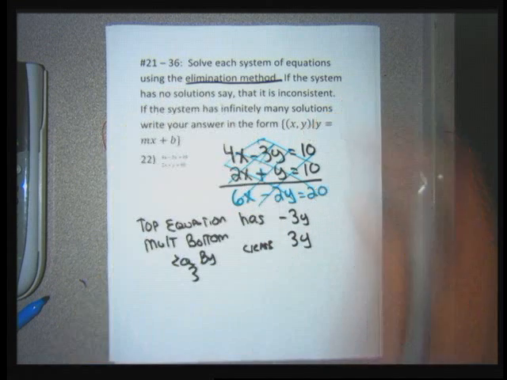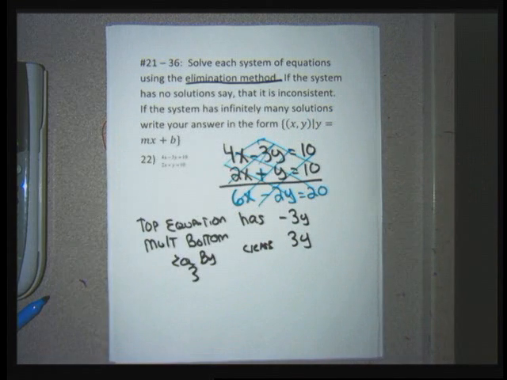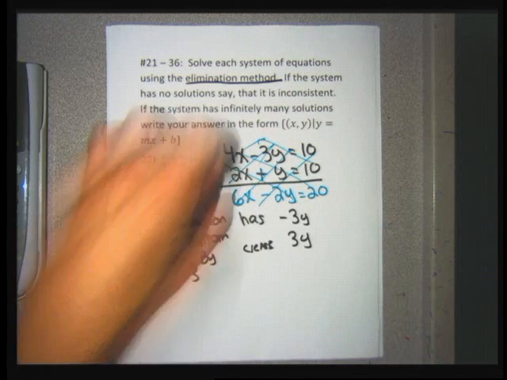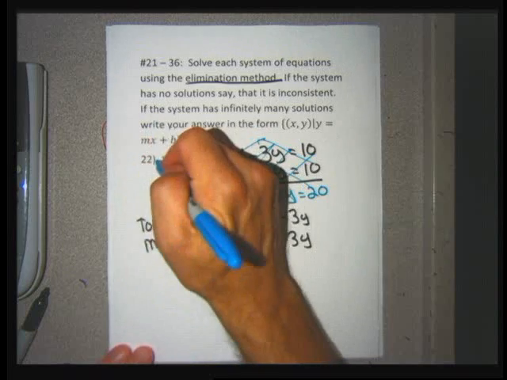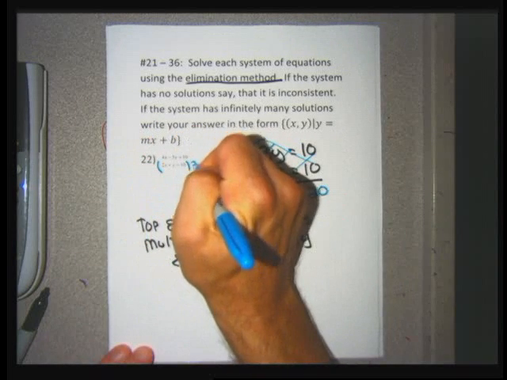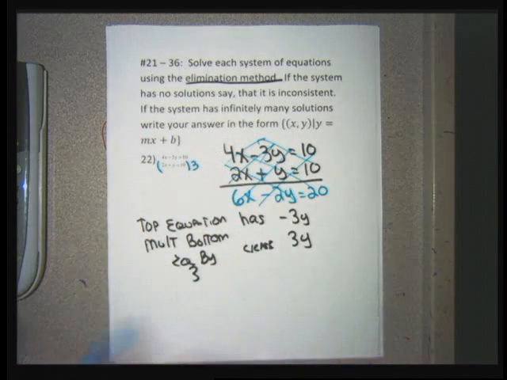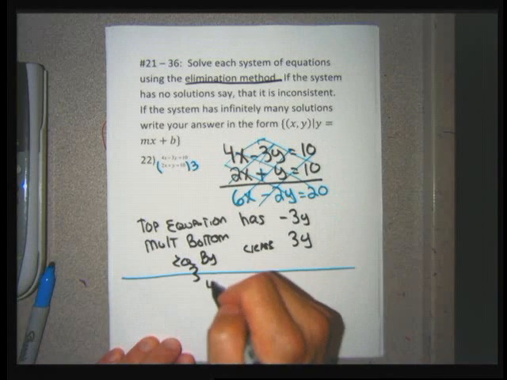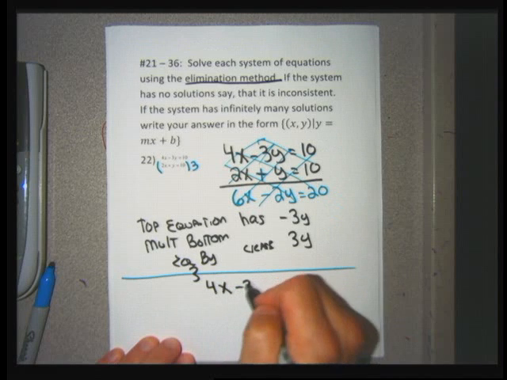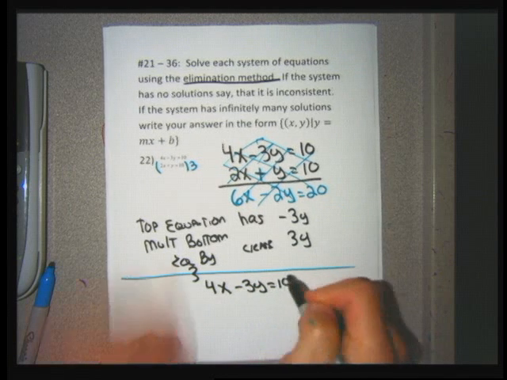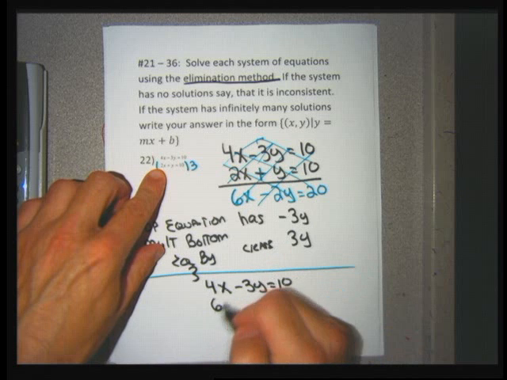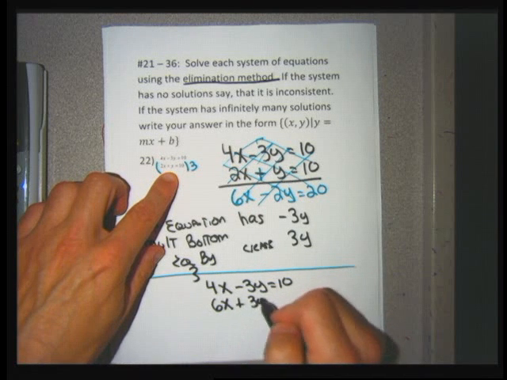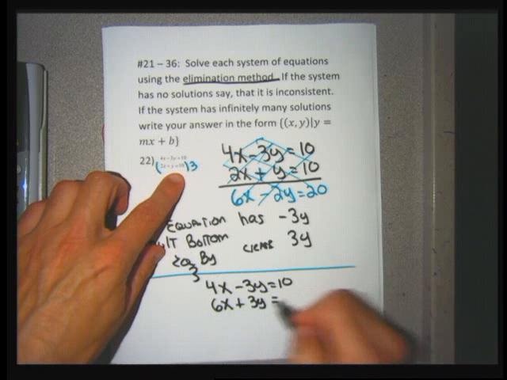So my goal is to cancel out the y's. By adding the equations together how they were originally given to me, the y's didn't cancel. But if I take the bottom equation, multiply everything in the bottom equation by 3, and don't do anything to the top equation, I'll get this. Top equation is going to stay 4x minus 3y equal to 10. Multiplying 3 times 2x, I get 6x. Multiplying 3 times a positive y, I get positive 3y. And multiplying 3 times 10, I get 30.